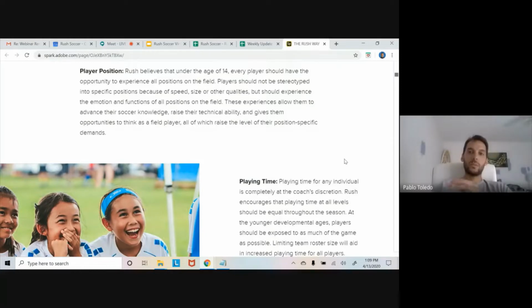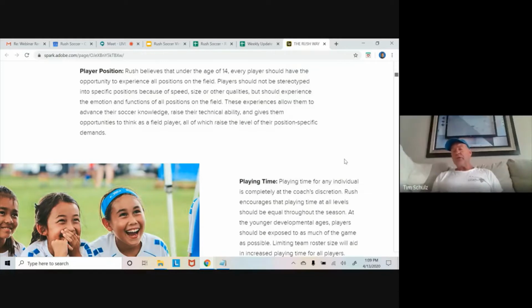100%. And here comes something interesting to mention from the Rushway philosophy, the way we apply it in the micro division age group in particular. It's the player position. We believe that under the age of 14, every player should have the opportunity to experience all positions on the field. Any comments you would like to make about that one? Yeah, there are no positions.